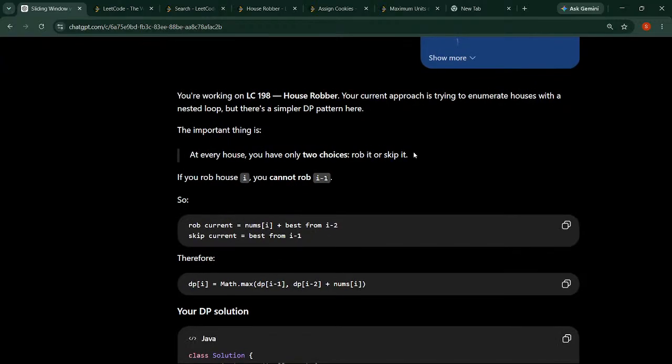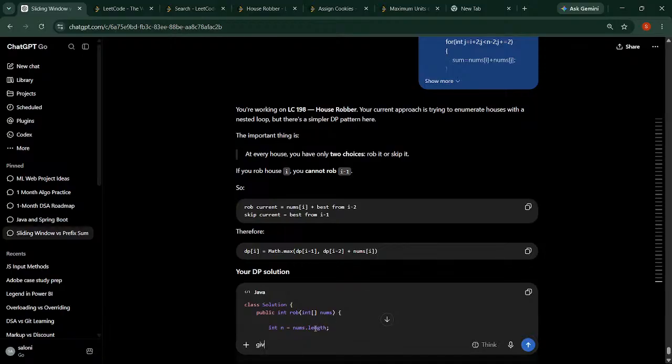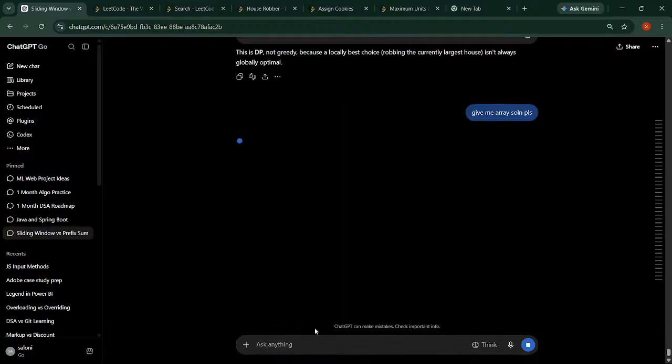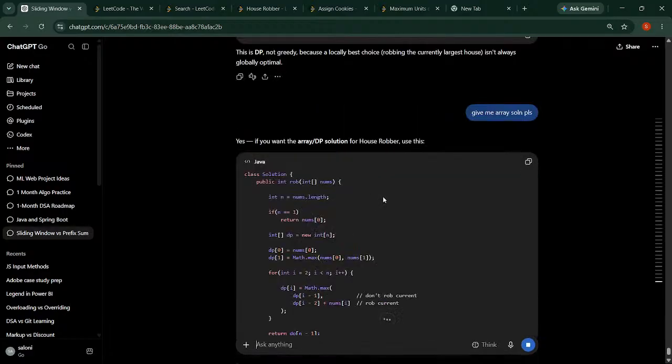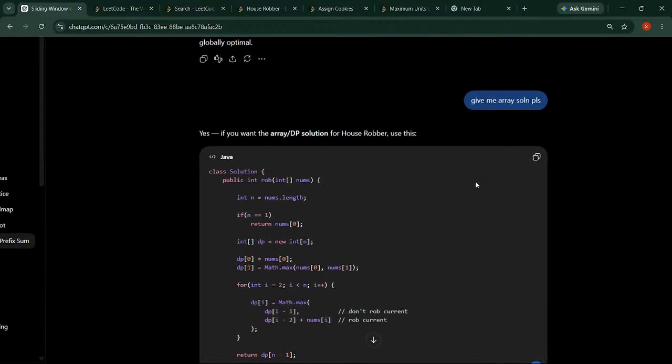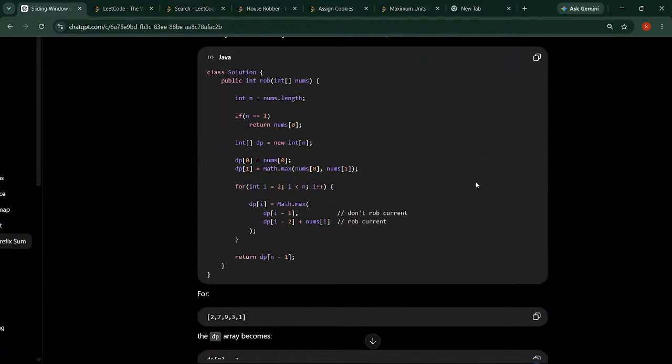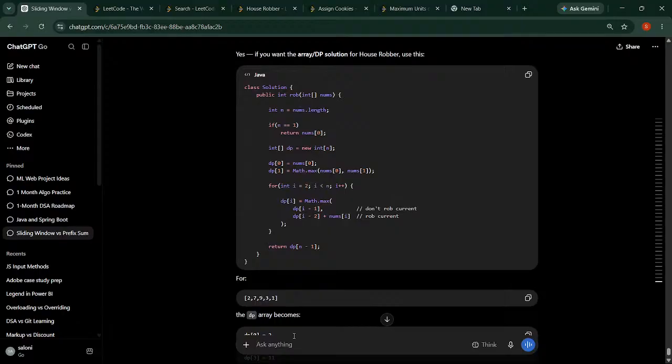You're working on LC. Your current approach is trying to enumerate houses with a nested loop, but there's a simple DP pattern here. Okay, I can't think of a DP pattern. Give me array solution, bro. Give me array solution, please. I'm not doing DP right now. Yes, if you want array solution, only DP. Yeah. Oh, sorry. Only array.